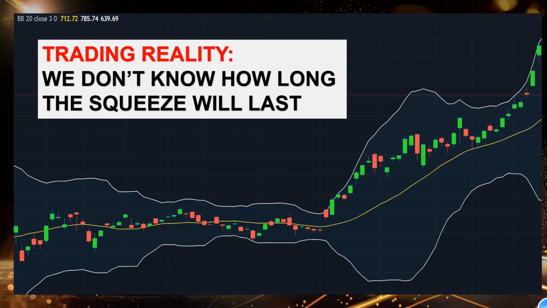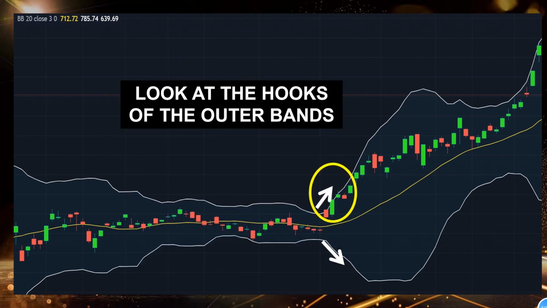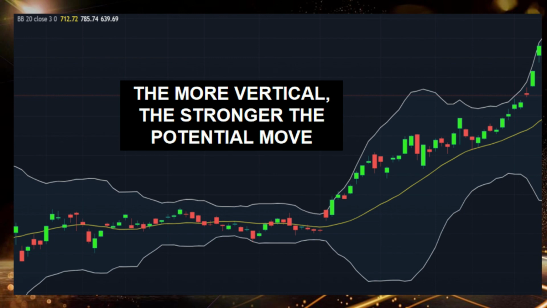How to identify the breakout? Look at the hooks of the Bollinger Bands. We want to see the upper band pointing up and the lower band pointing down. If the bands remain flat, or just one band hooks while the other does not, the breakout isn't there yet. However, if the upper band is rising while the lower band is falling, after a period of consolidation in a tight range, this signifies that a potential explosion in price action is about to occur in the direction of the candlestick pushing against the band. The more vertical, the stronger the potential move. Here are other examples of valid Bollinger Bands breakouts.